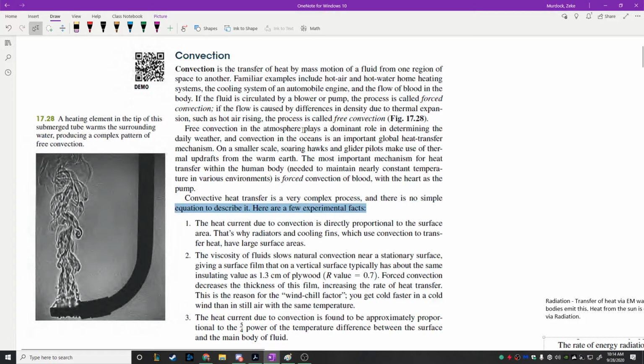Okay. So we've done this before, we're going to keep doing this because in Physics 1B there's a lot more descriptive things and a little bit less math sometimes. So we're going to read this together. It's a pretty short paragraph here. So this is a picture of a heating element in the tip of this submerged tube. So there's some tube that's submerged in a fluid, warms the surrounding water, producing a complex pattern of free convection.